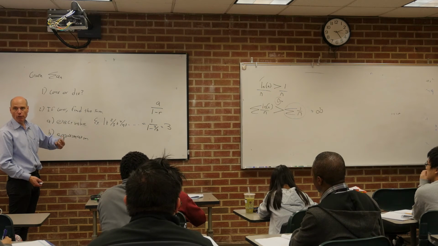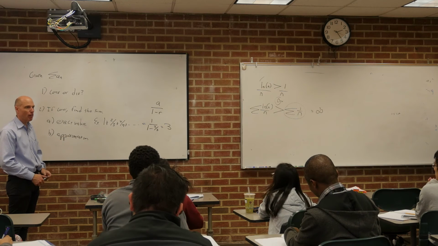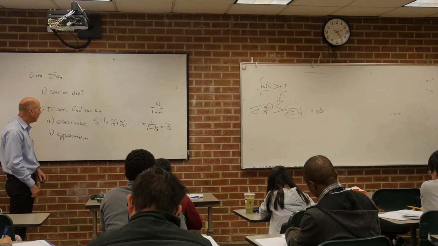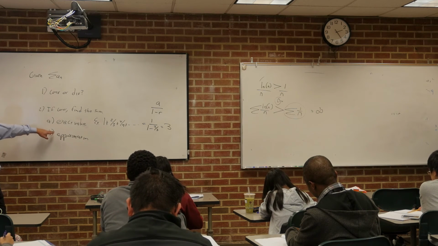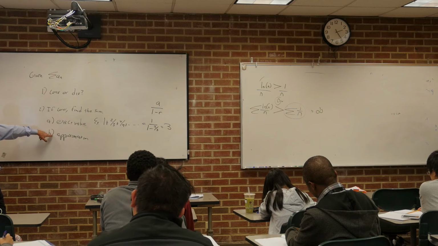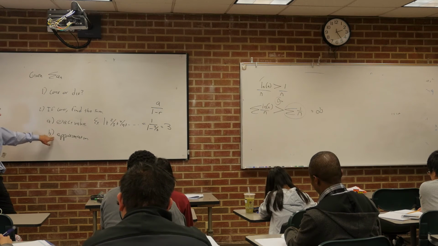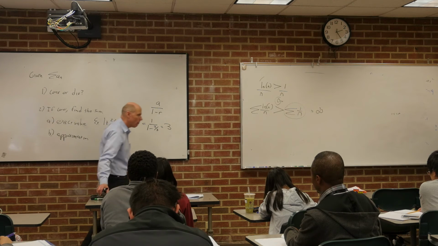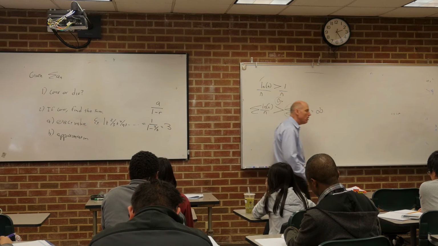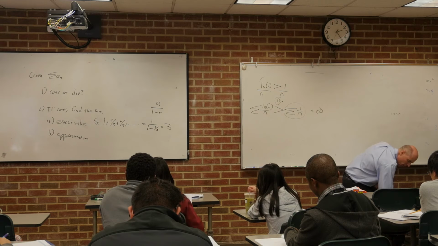Just like with integrals, if we can find the antiderivative, we can get the exact value of the integral. Sometimes we're not going to have an exact formula for the sum. Instead, we're going to have to approximate. So let me give you some terms or some vocabulary that we use when we do these approximations.